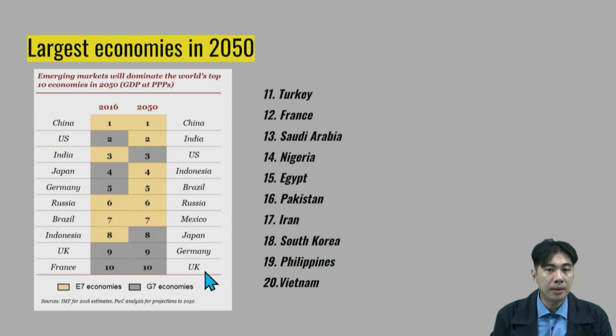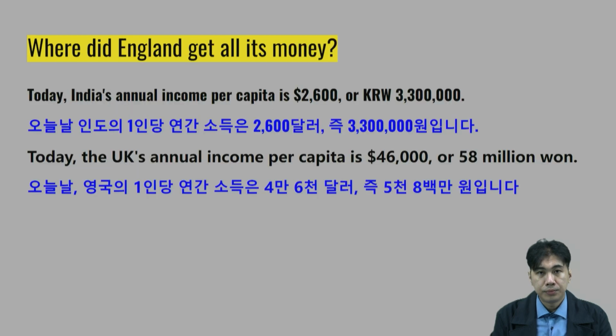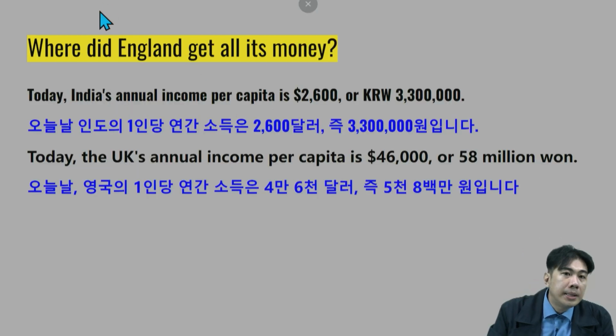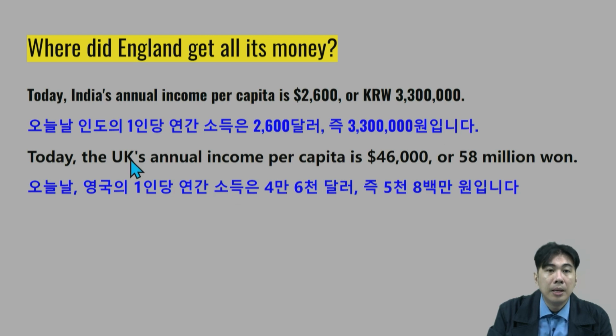So moving ahead, let's go back to UK, England. So where did England get all its money? Okay, today, India's annual income per capita, one person in India makes 2,600 or 3,300,000 won. Okay, and today the UK's annual income, one person in UK or one person in England makes $46,000 or 58 million won. Okay.